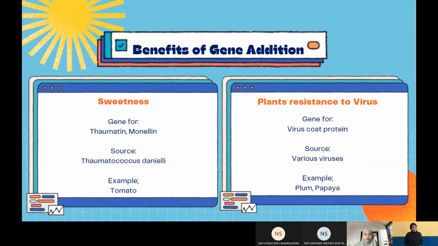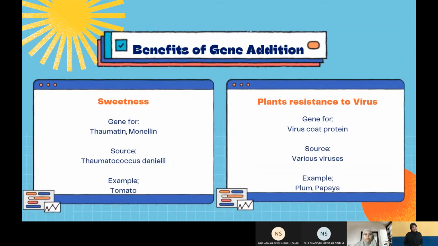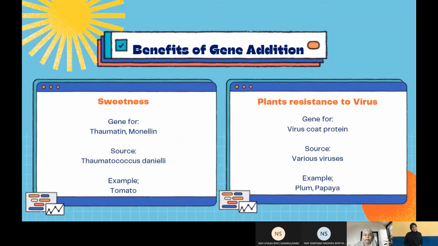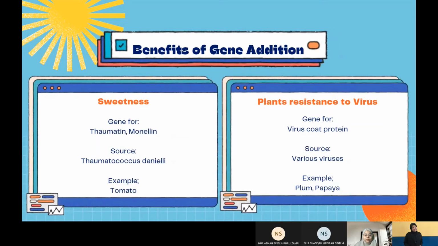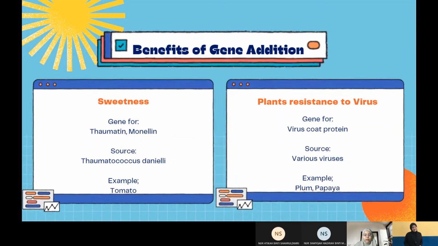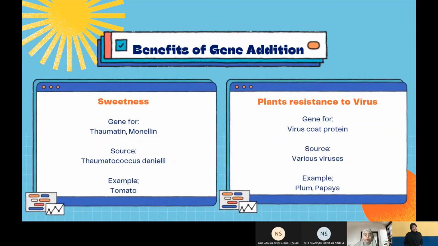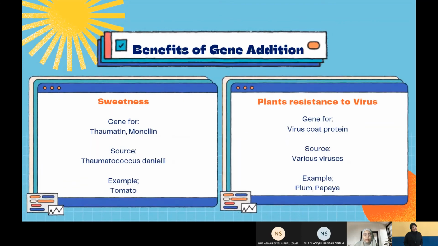The next benefit of the gene addition is for sweetness, where the genes we want to encode for are thaumatin and monellin. The thaumatin we get from Thaumatococcus daniellii, which is a type of plant. Thaumatin is a low-calorie sweetener and flavor modifier. Based on my research, I found a paper where they inserted the gene responsible for the production of thaumatin into tomatoes, and as a result, all the panelists who tasted the tomatoes described them as sweeter than the control tomatoes.